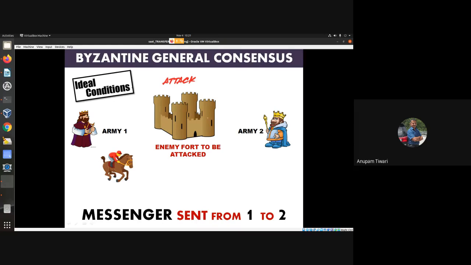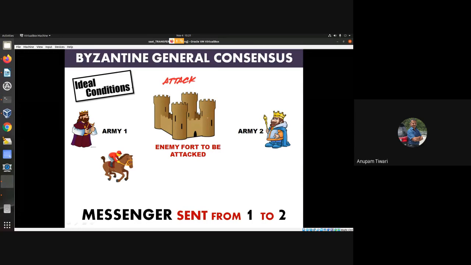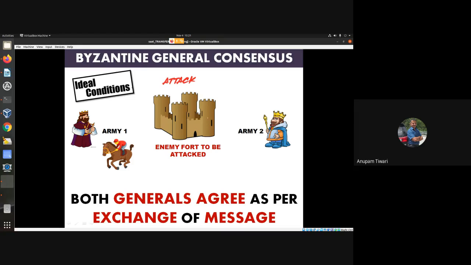So ideal conditions are that army 1 or army 2, in this case I have taken army 1, send a messenger from 1 to 2. It goes, gives the message to army 2 that we'll attack on Monday, and it comes back. Now this is a very ideal situation. Both generals agree as per the exchange of messages. So we are dependent on the messenger to convey the right message.